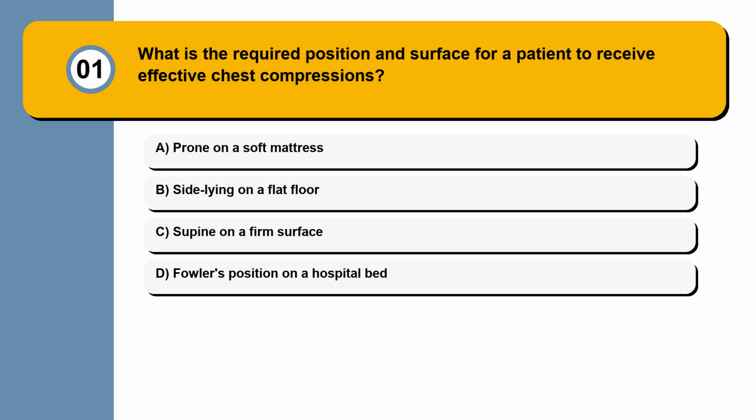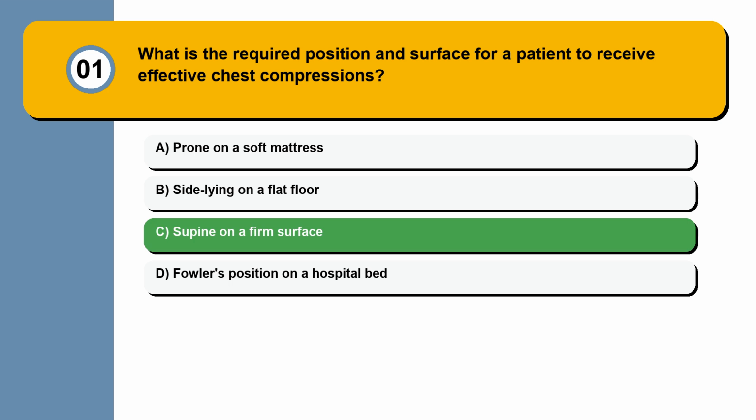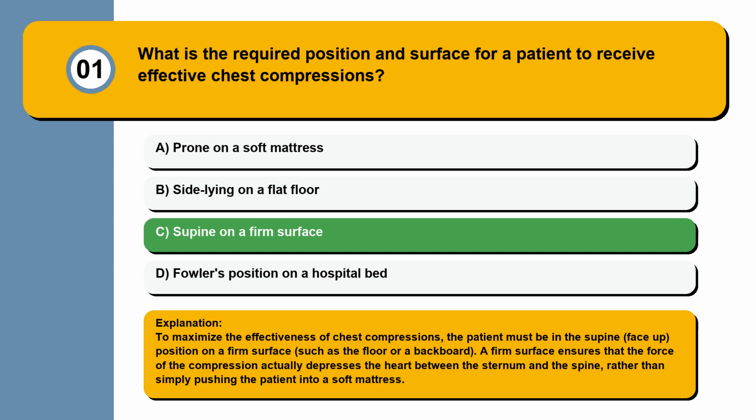Question 1. What is the required position and surface for a patient to receive effective chest compressions? Prone on a soft mattress, side lying on a flat floor, supine on a firm surface, Fowler's position on a hospital bed. To maximize the effectiveness of chest compressions, the patient must be in the supine, face up, position on a firm surface, such as the floor or a backboard. A firm surface ensures that the force of the compression actually depresses the heart between the sternum and the spine, rather than simply pushing the patient into a soft mattress.